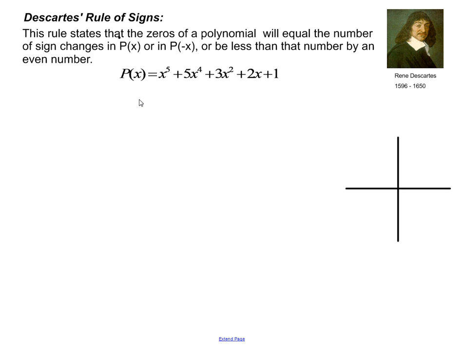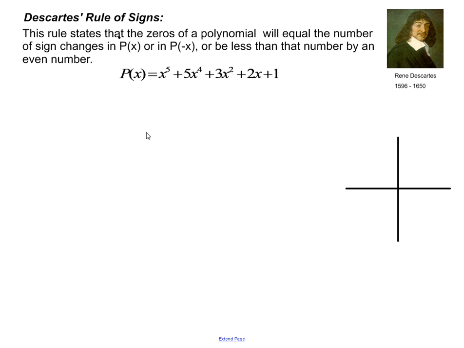So that was the purpose of this particular rule, called Descartes' rule of signs, named after René Descartes. He was a French mathematician who lived from 1596 to 1650, a very famous philosopher and mathematician as well, who knew quite something about the Cartesian coordinate plane. Of course, it's named after him, and about polynomials. Well, what was his rule?